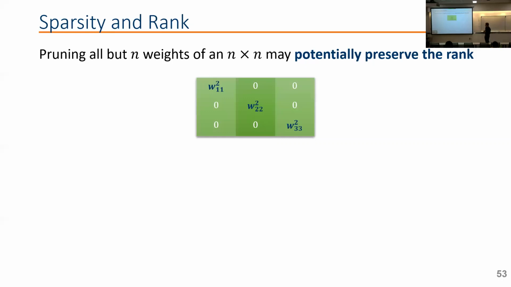If you think about a very extreme example, let's say you have an n by n matrix. If you keep n elements, you can potentially preserve the rank of this weight matrix.